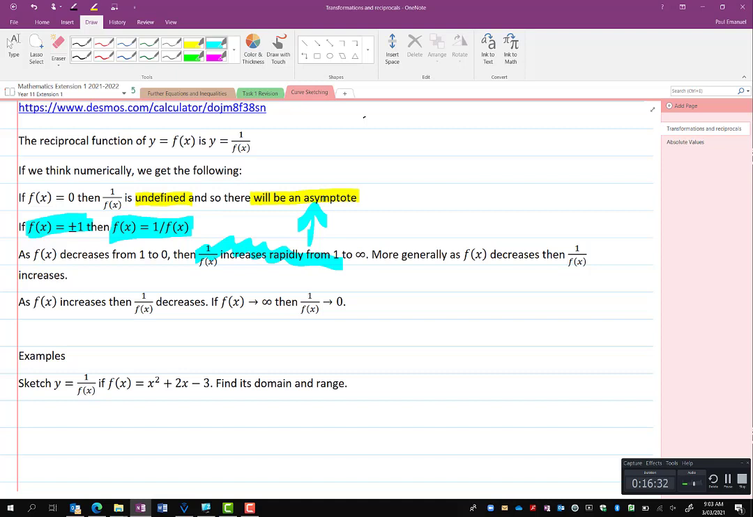So all I'm saying is that if f(x) is decreasing, so as you draw f(x), if it's doing that, then 1 on f(x) is going to do that. It's going to increase. It's decreasing towards 0, or just getting smaller at all. It doesn't have to go to 0, but if it gets smaller, then the reciprocal will get bigger.